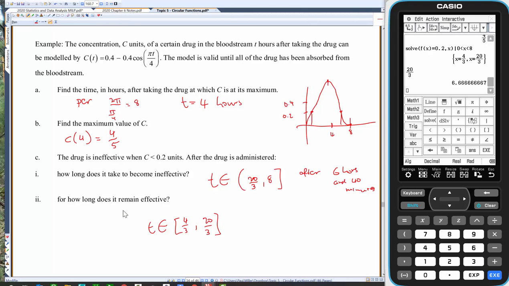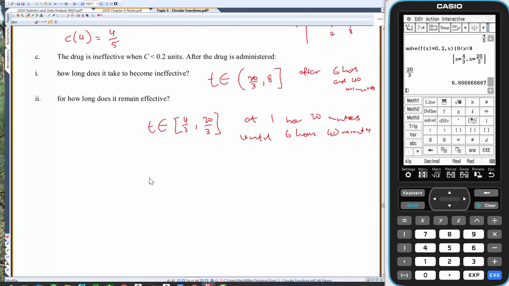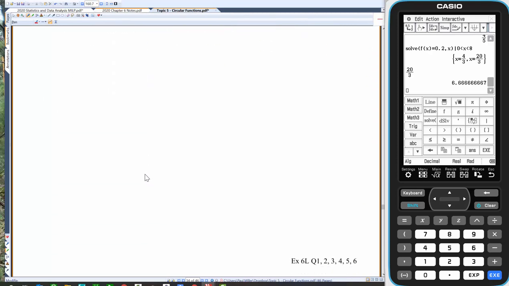All right, now this one here, when is it effective? It's going to be effective between 1 1/3, after 1 hour and 1/3 is 20 minutes. So at 1 hour and 20 minutes until 6 hours and 40 minutes. Okay, and that takes care of the inclusive. All right, so there's four pretty good modelling problems as well as the rest of these ones in the book.